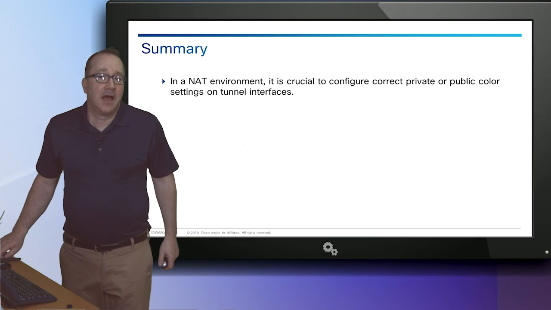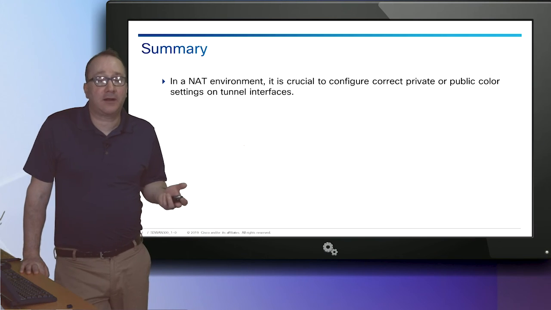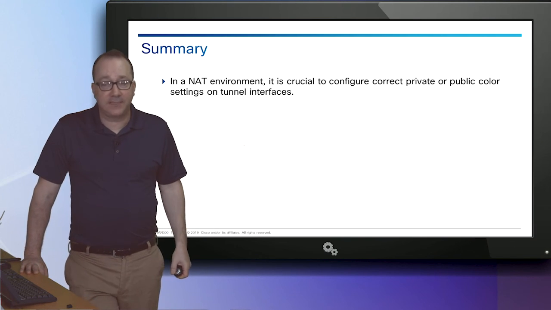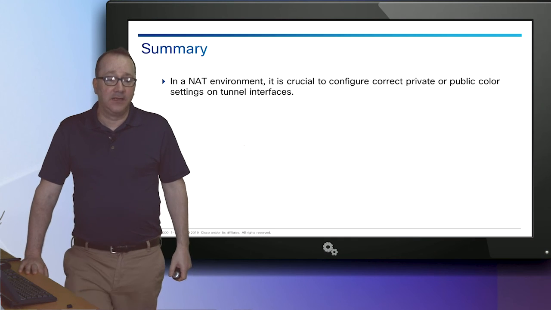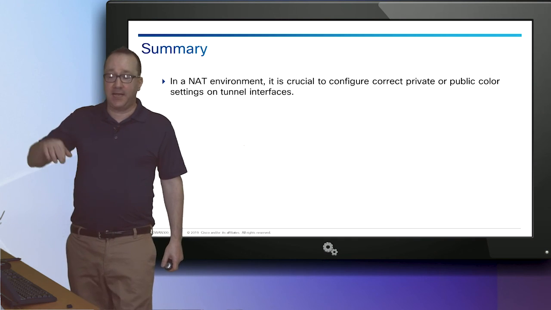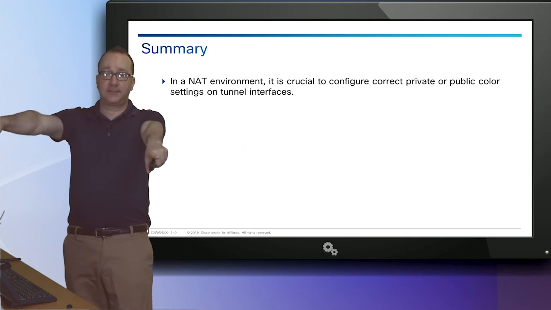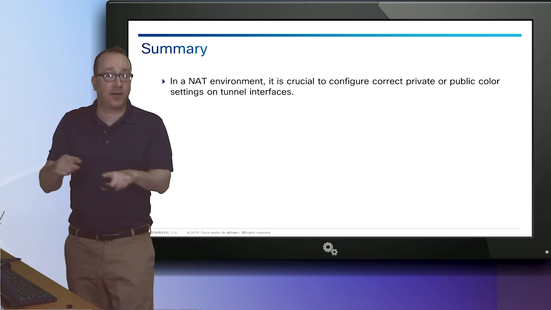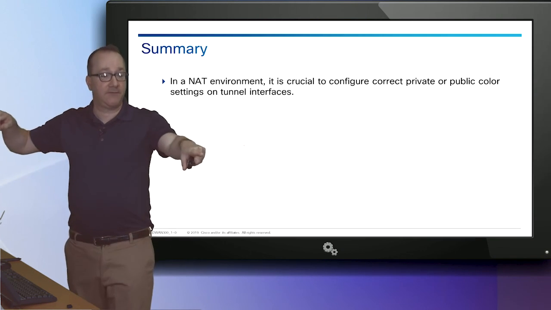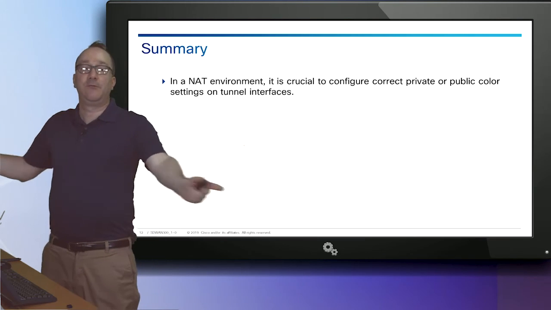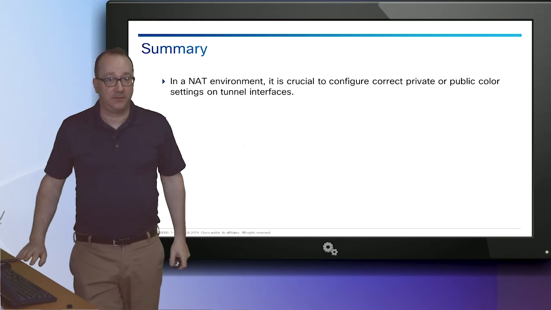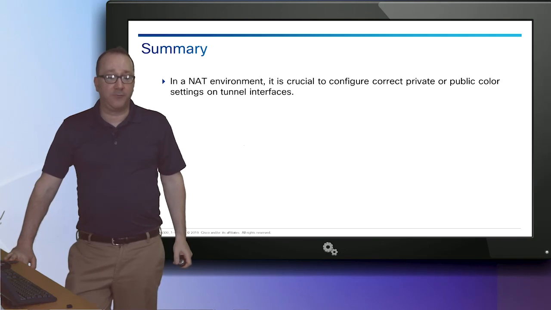So in summary, in NAT, it's crucial to configure correct color settings on the tunnel interfaces to make sure that we have connectivity and to make sure that vBond can recognize, hey, those two are on a private network, they can connect directly. That one's on a private network, this one's on a public network, we have to take NAT into consideration. Okay? And the color is the way that we tell you that.